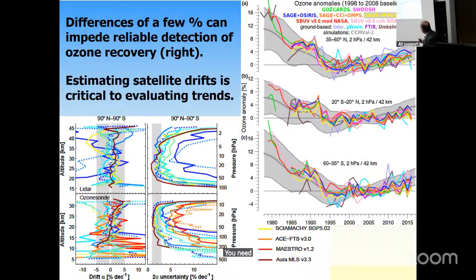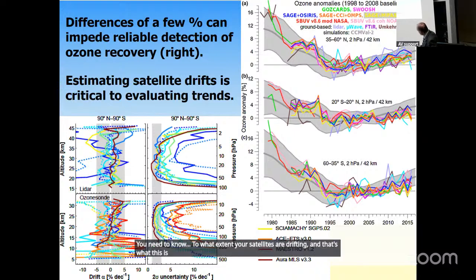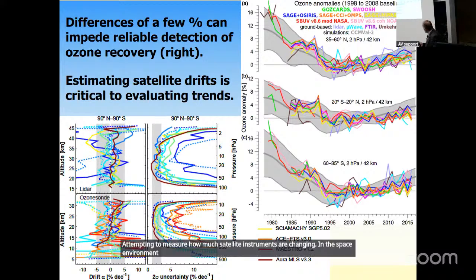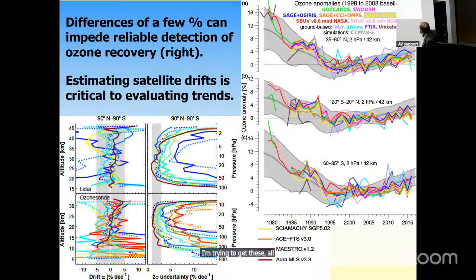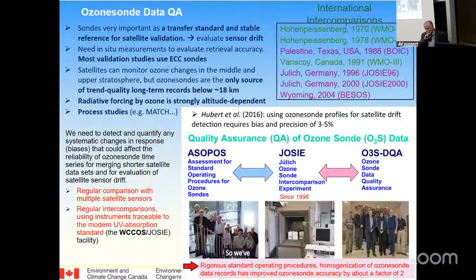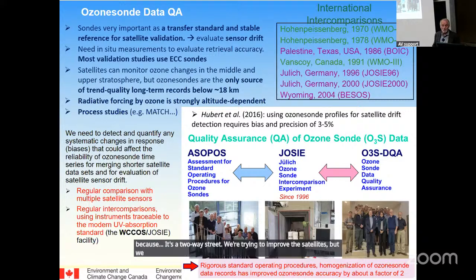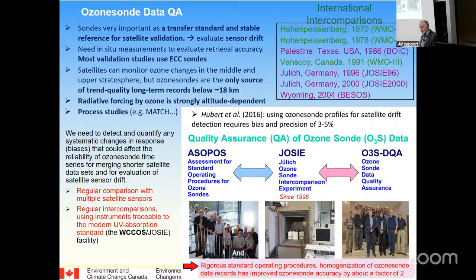You need to know to what extent your satellites are drifting. And that's what this is, comparison with LIDAR, comparison with ozone sondes, attempting to measure how much satellite instruments are changing in the space environment. I'm trying to get all these differences down to where you can actually see a reliable trend. So we've done a lot of work in trying to improve ozone sonde accuracy because it's a two-way street. We're trying to improve the satellites, but we need to know how good the ozone sondes are. And we need to know how steady they are because they're critical for combining satellite records.